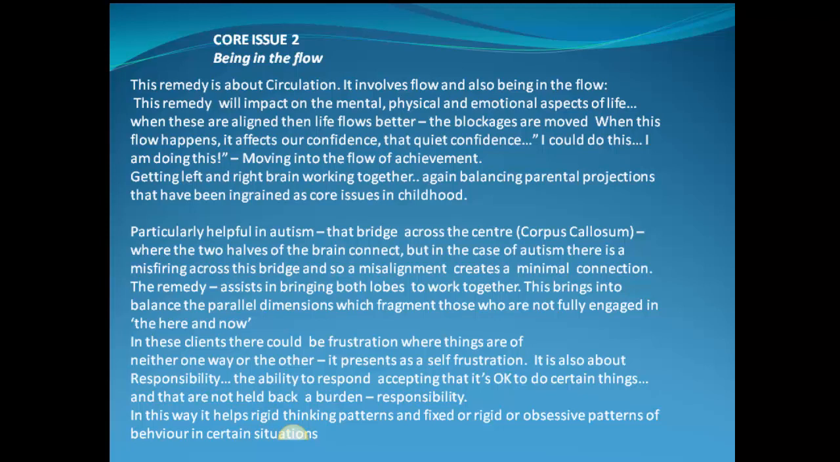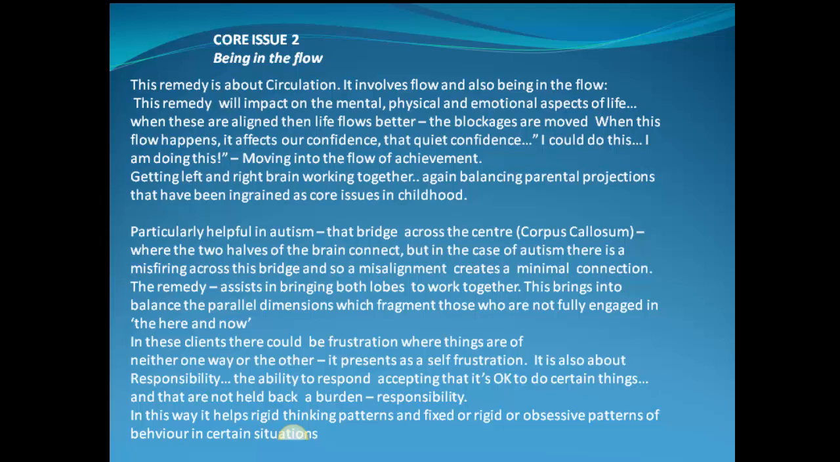Again, it's about getting the left and right brain working together, and again, balancing the parental projections that have been ingrained as core issues since childhood. It's particularly helpful in autism, and autism is about that bridge across the centre of the two halves of the brain, something called the corpus callosum. It's where the two halves of the brain connect. But sometimes in the case of autism, there is a misfiring across this bridge, and so a misalignment creates only a minimal connection in some places. The remedy then assists in bringing both lobes to work together, and this brings into balance the parallel dimensions which fragment those who are not fully engaged in the here and now.